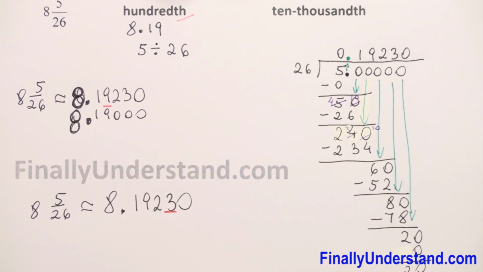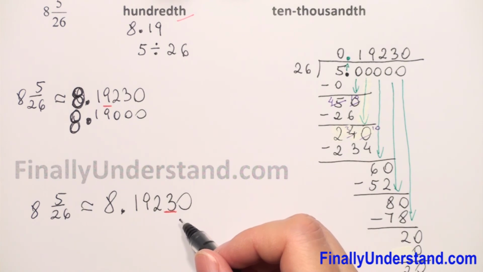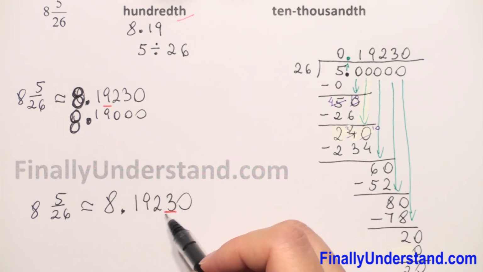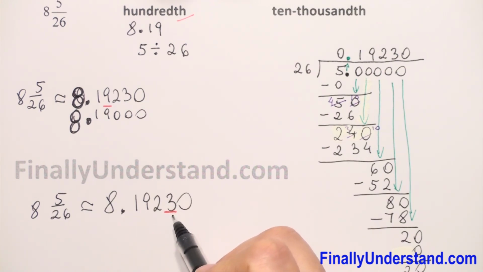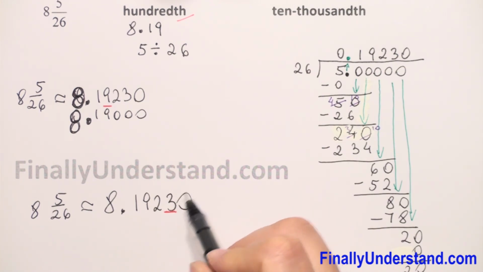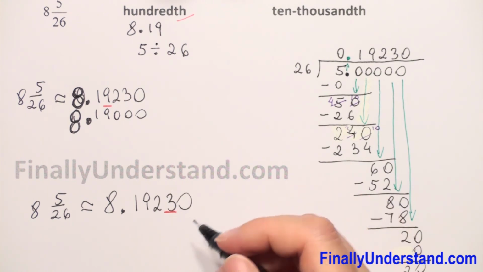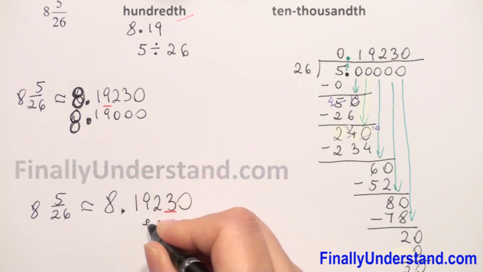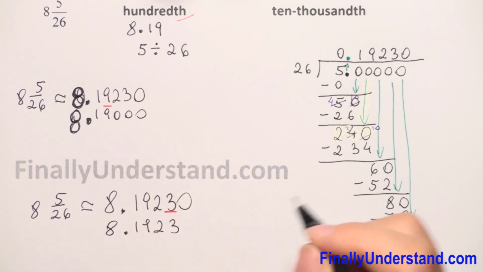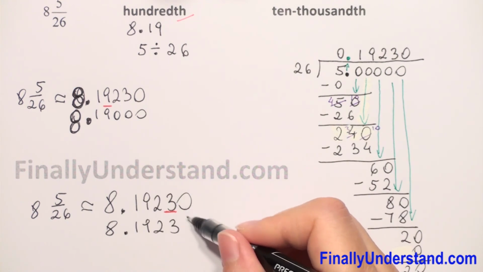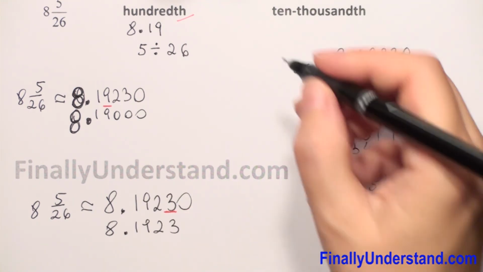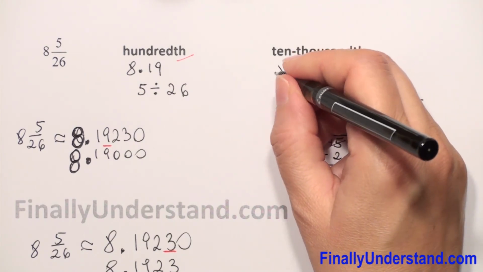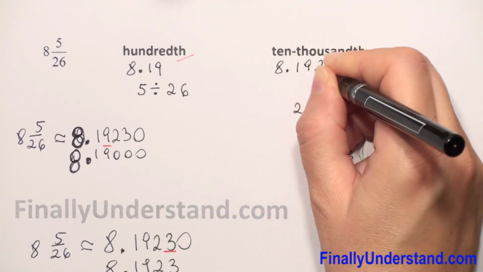Next we have to check what is after 3: it is 0. When we have 0, this is less than 5, so we don't have to do anything. We just copy everything before our underlined digit and the underlined digit, and after the underlined digit we change to 0, but we have 0 already here. So it will be 8 decimal point 1923. We don't have to write the 0 at the end. So my solution when we round to the 10,000th will be 8 decimal point 1923.